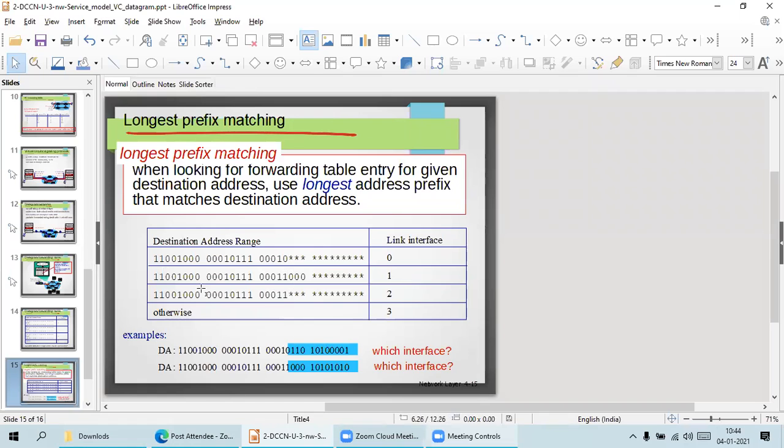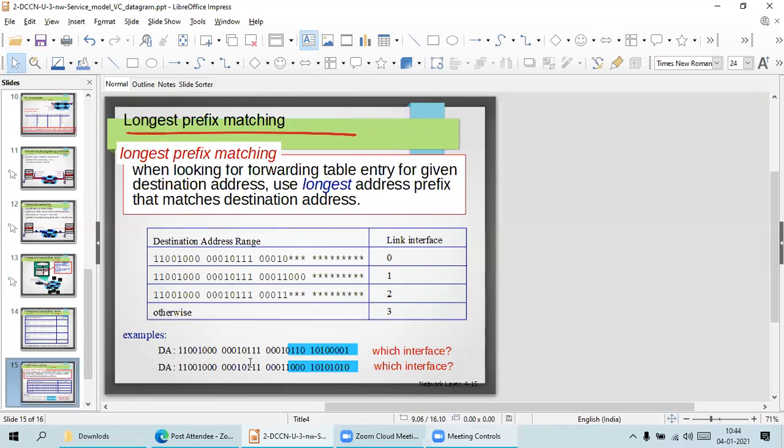If the link is double one other than zeros, that means 0 1 2 3 1 1 1 or 101 or 1, whatever it may be, I'm going to forward to the next two. Otherwise I'm going to forward to link 3, link interface 3.